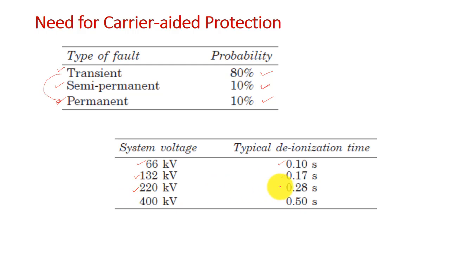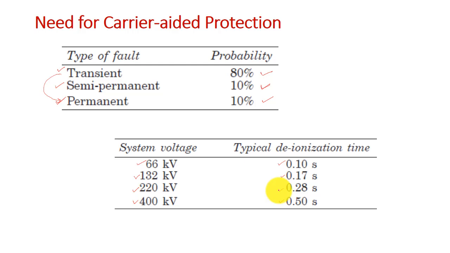For a 220 kV system, the deionization time is 0.28 second. Similarly, as the voltage level goes on increasing, the deionization time also goes on increasing, right. For a 400 kV system, the deionization time increases to 0.5 second, right. So that means when a fault happens, at both ends the circuit breaker should trip very instantaneously. Even for the 220 kV line, the circuit breaker should trip within 0.28 second and again it should reclose, right.